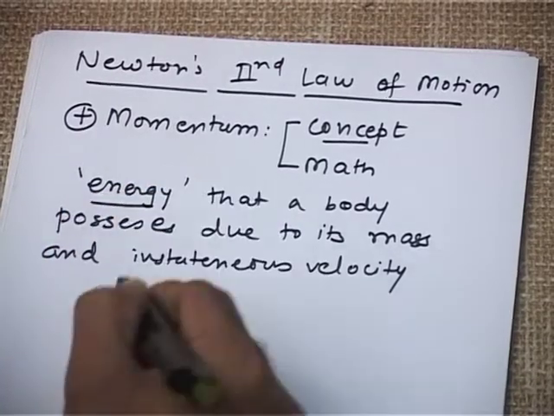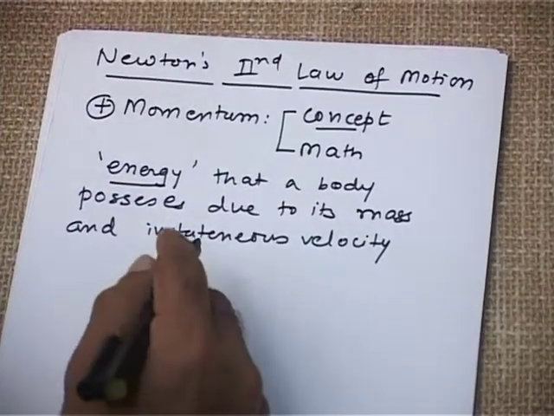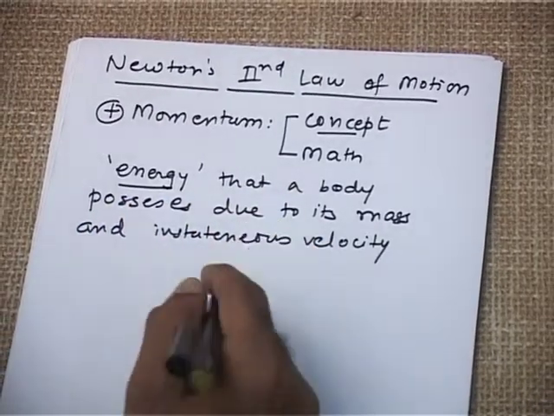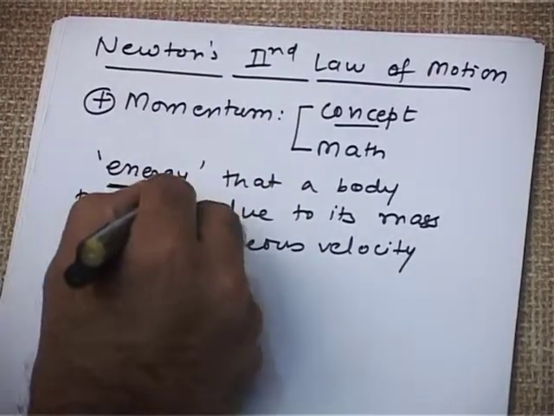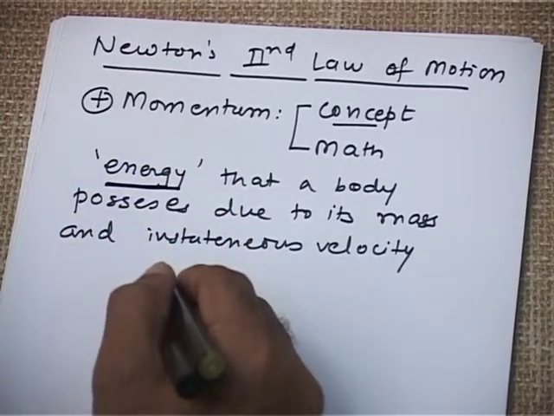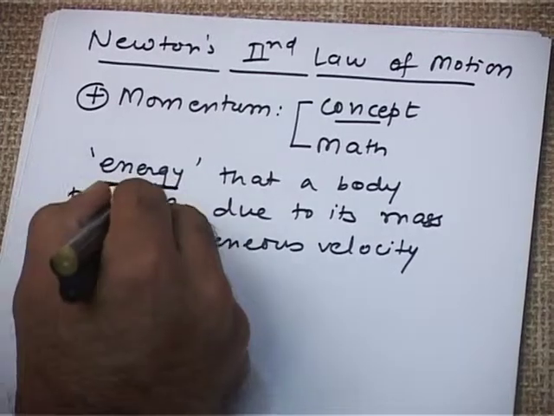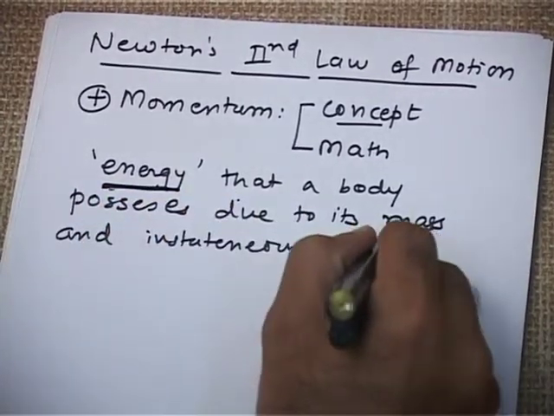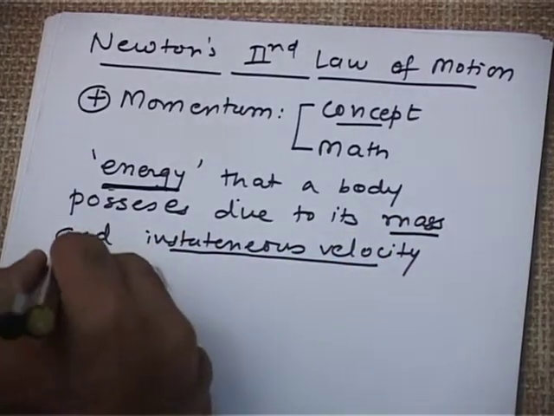I have put energy in inverted commas because momentum is actually not energy. In physics, energy is defined as force into displacement, which we'll be looking at in one of the other chapters. So I want you to understand that actually momentum is not energy. It is just trying to understand it from a concept point of view, that it is something a body possesses, some sort of force or some sort of energy that a body possesses because it has got mass and because it has got velocity.